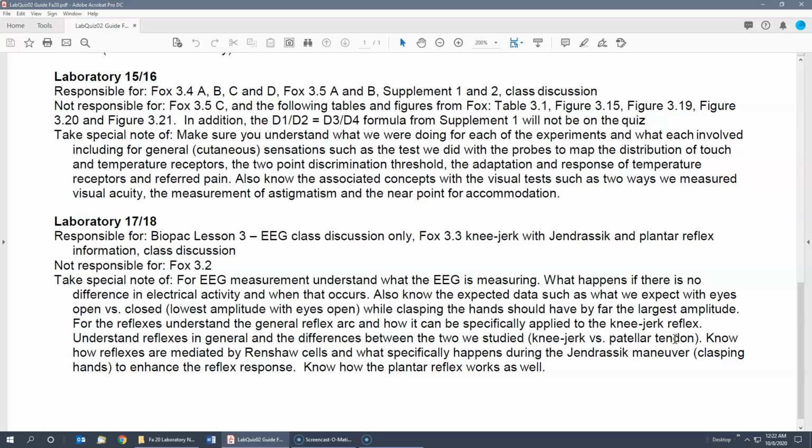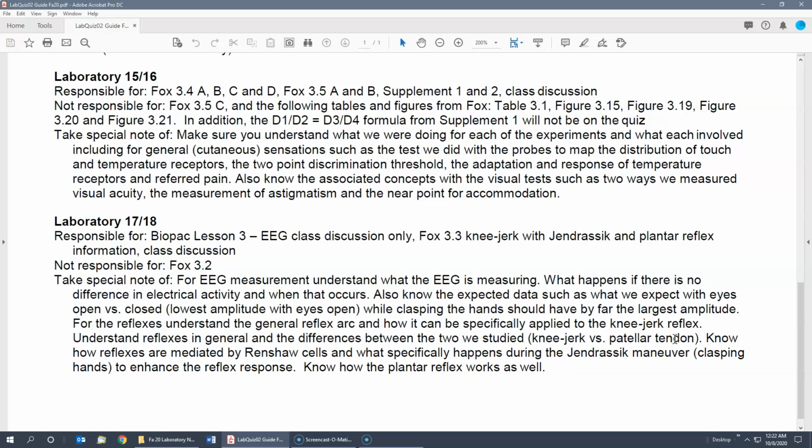So, again, let me be clear, you should compare the knee jerk versus the plantar. In that worksheet, there was a nice comparison: the knee jerk is monosynaptic and the plantar is polysynaptic, the knee jerk is simple and the plantar is complicated, and the knee jerk is a spinal reflex and the plantar reflex is a cortical reflex, and things like that.